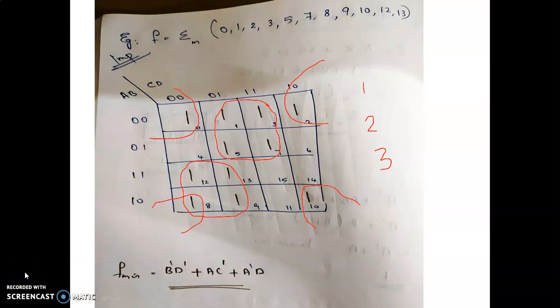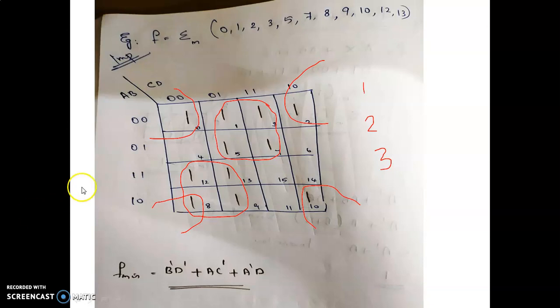Okay. So next question is minimize f is equal to sigma m 0, 1, 2, 3, 5, 7, 8, 9, 10, 12, and 13. Okay. So we can see that the number of min terms specified here is more than 8. That is, you can see min term 9, 10, 12, 13, and 8 also. Okay, so this is a 4 variable K-map because 2 raised to 4, 16 cells will be there. Hence, it's a 4 variable K-map.